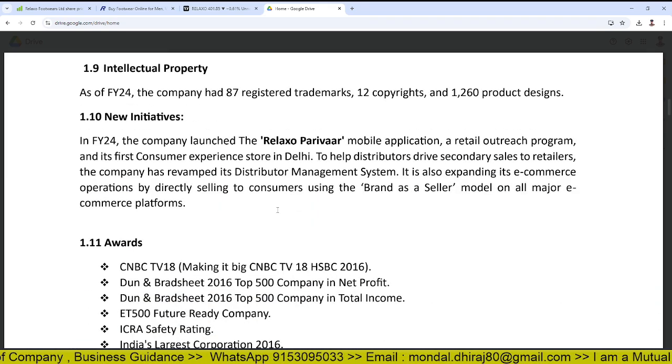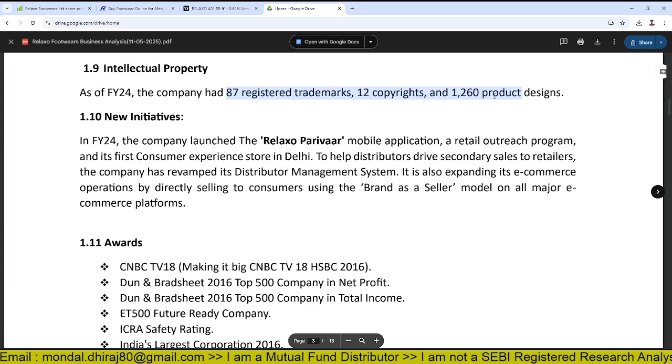Why are we looking into this particular company? Because this company has some niche or some property right. It is called IPR, intellectual property right. As of FY24, the company had 87 registered trademarks, 12 copyrights and 1260 product designs. So from this statement we can say the company has some unique point, which is basically a positive sign.